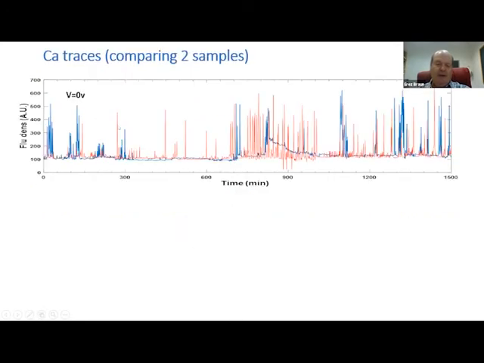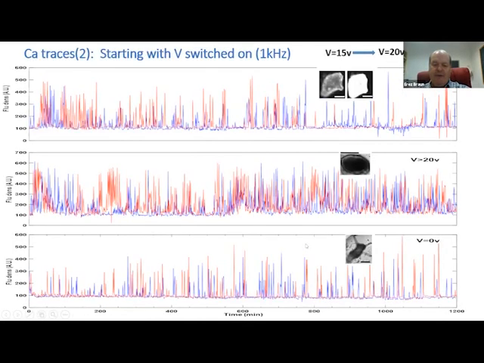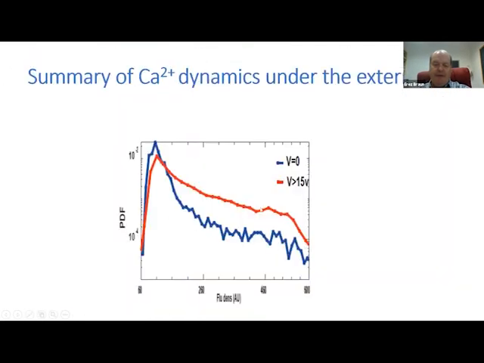And again, let me rush quickly over this. At 0 voltage, these are spikes of calcium activity. I put 2 experiments, one on top of the other, just so that you'll get an impression of the differences. You increase voltage, and you see that the density of spikes gets higher. And then if you go above criticality, which is 20 volts here, you see very high activity of calcium.